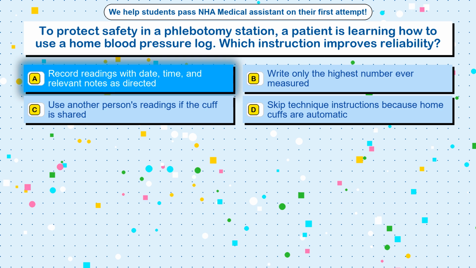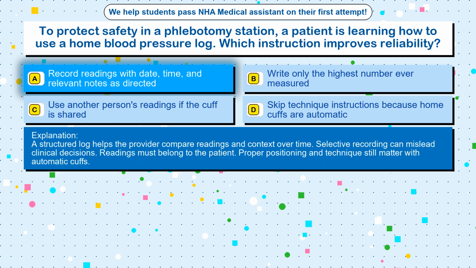The correct answer is option A, record readings with date, time, and relevant notes as directed. A structured log helps the provider compare readings and context over time. Selective recording can mislead clinical decisions. Readings must belong to the patient. Proper positioning and technique still matter with automatic cuffs.